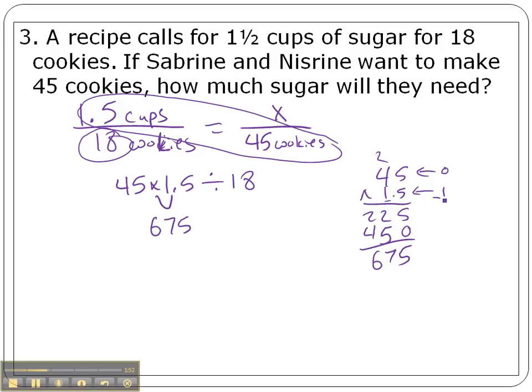1 decimal place here, so I should have 1 decimal place in my answer. I neglected to put that there. So there, 67.5 divided by 18. Now we just do that division.